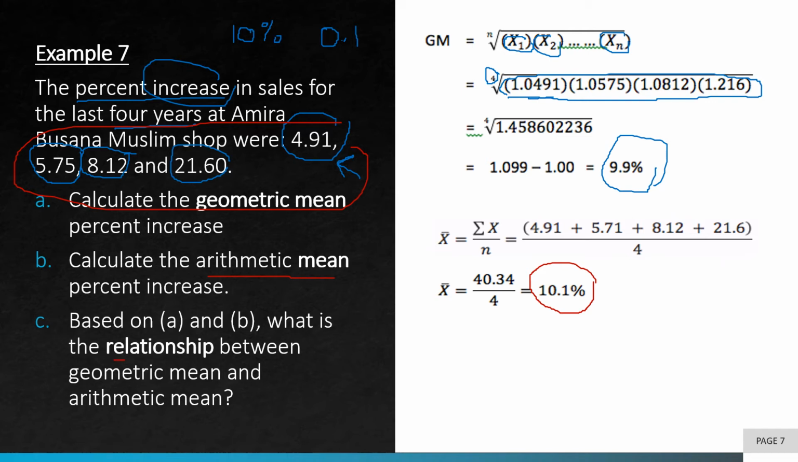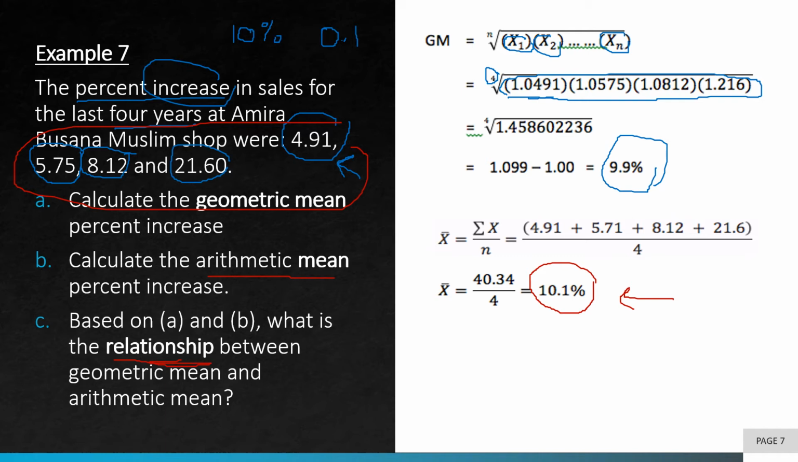When they ask you questions about relationship, the safest bet would be to see which is higher, which is lower, or whether there is any difference between the two figures. As you can see here, the arithmetic mean tends to be higher than the geometric mean. In other words, the geometric mean is always less than the arithmetic mean. So this is always the case.